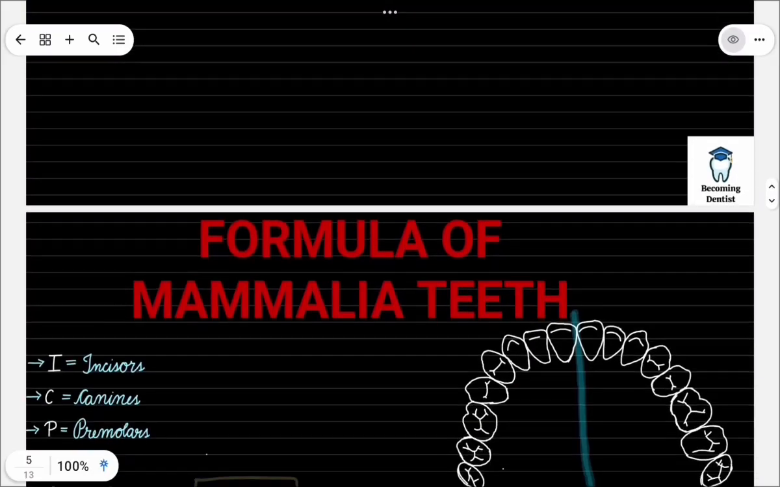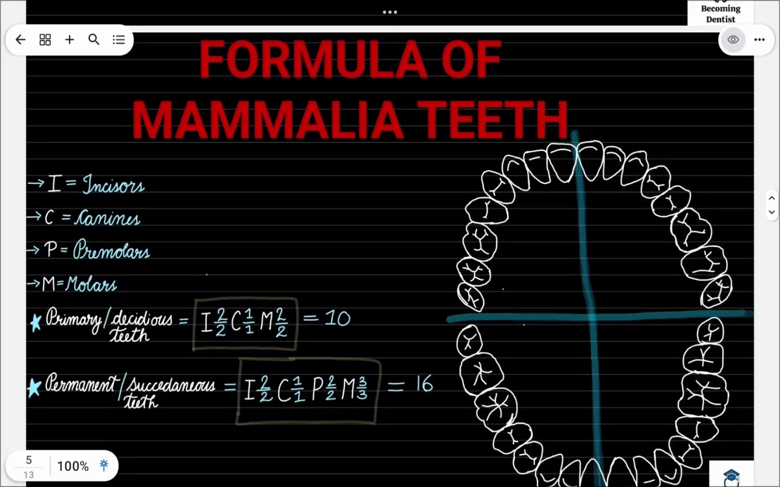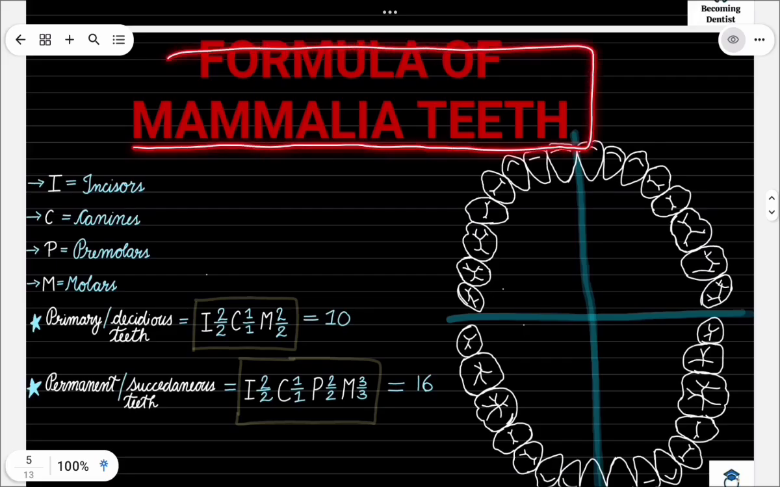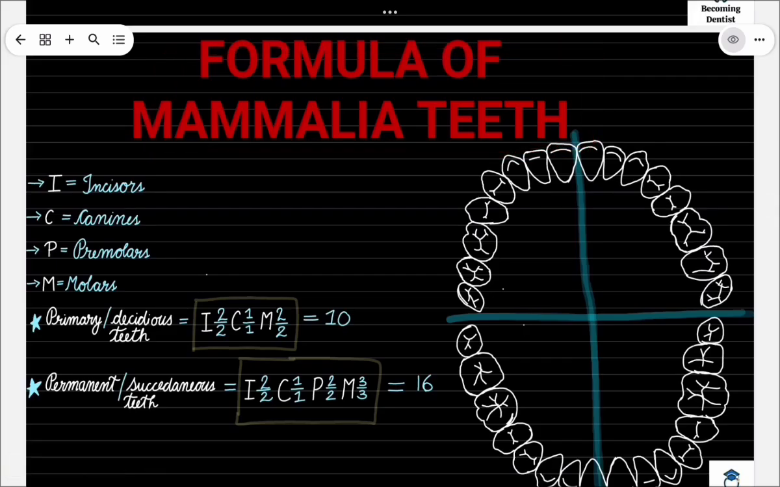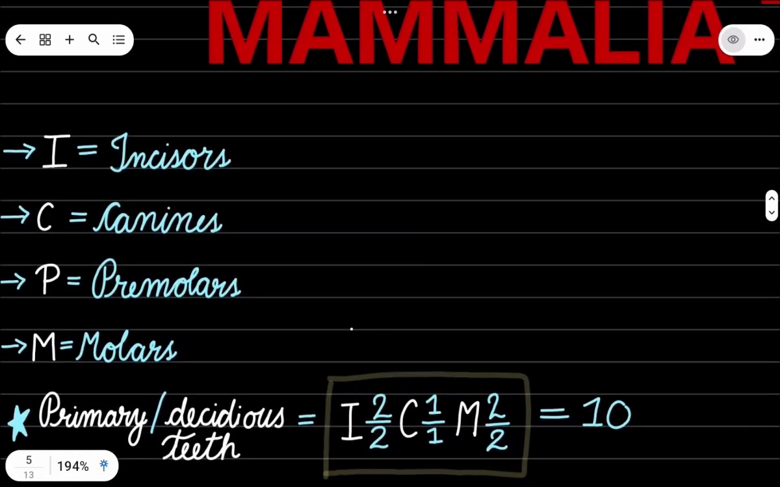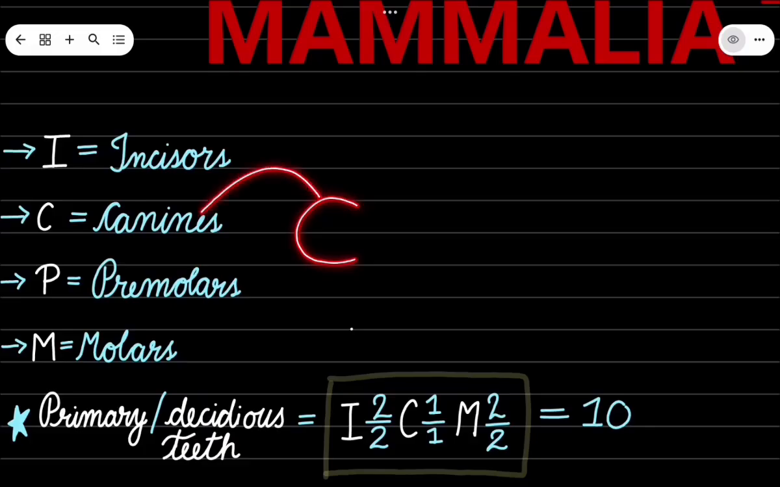Moving forward, we have the formula of mammalian teeth. Now, if we want to represent the dentition of a person, the sequence in which we will write this or the formula in which we will write these teeth are called as the formula of mammalian teeth. To understand these, first we must learn these 4 terminologies. Here, whenever we write I, we shall be indicating to incisors. Whenever we use the word C, we will be referring to canines. Same, P for premolars and M for molars.